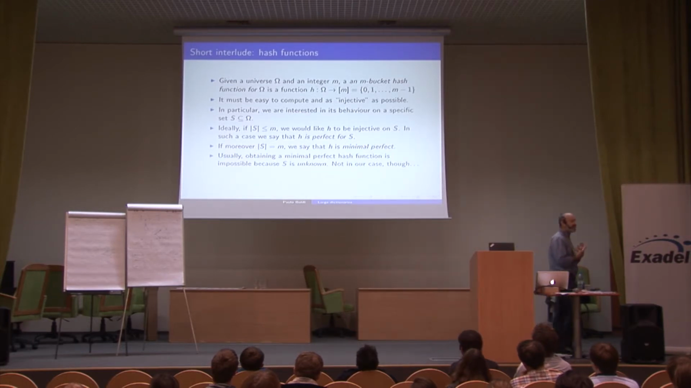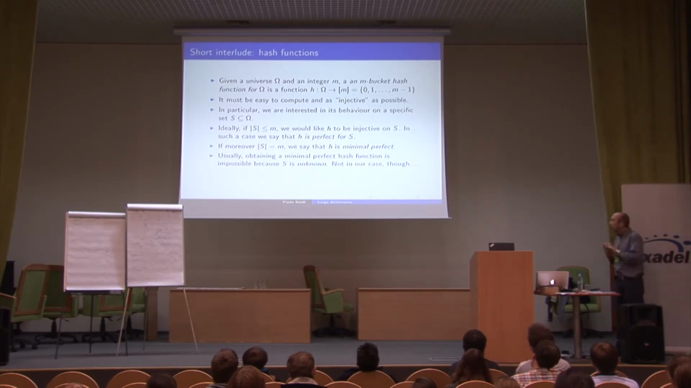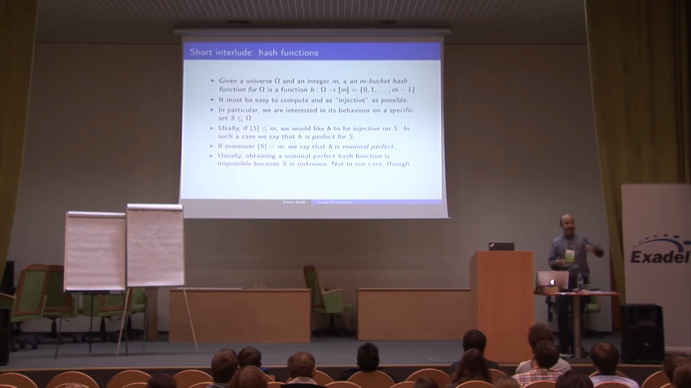Now, usually, it is impossible to obtain a minimal perfect hash function simply because you don't know S beforehand. If you don't know S beforehand, which happens in most of the cases, there is no way to find a minimal perfect hash. But in our case, we know S. S is the set of strings that appear on the left-hand side of our table. So our purpose is to build a minimal perfect hash function for that specific set of strings. And I will tell you how to do that.